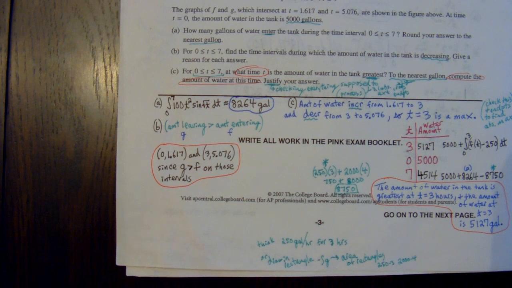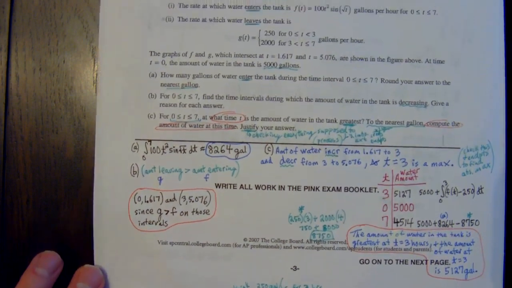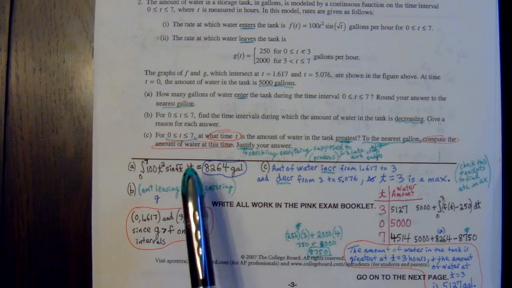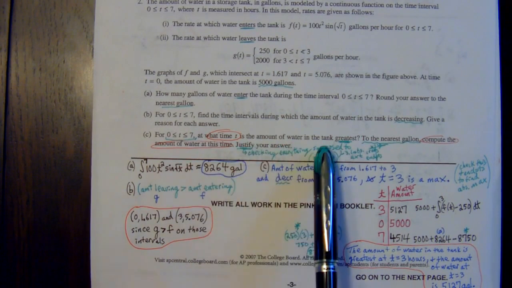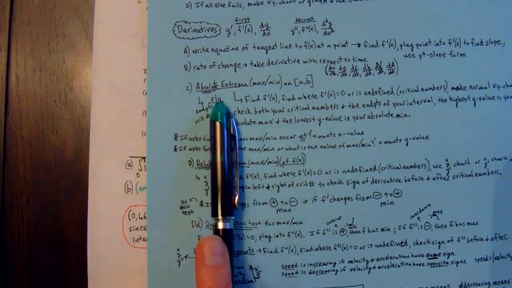Now letter C is where the most work is going to be involved, and you have to make sure you're checking all the possible candidates. It wants to know where the amount of water in the tank is the greatest. So when you see the words greatest amount or least amount, what you're using from your blue packet is a 3.1 absolute extrema problem.